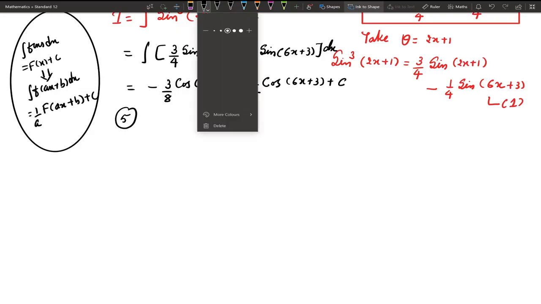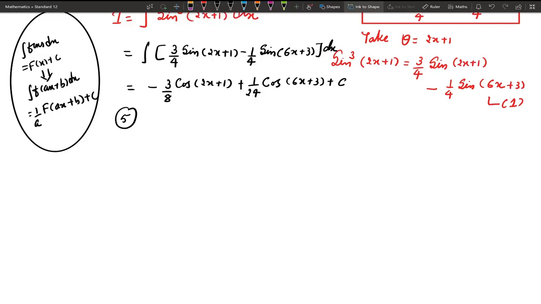Next one, integrate the following function: sine cube x cos cube x. So again we will use the same principle. The answer may be different if you apply a different formula. So you should not worry, you should be familiar with both the formulas.